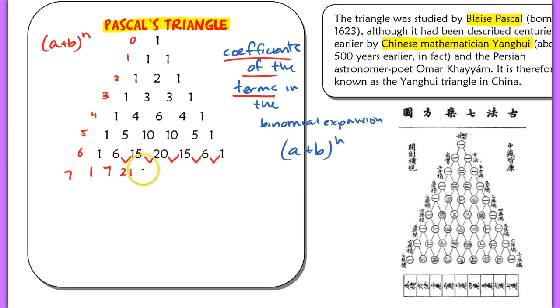So you add 15 and 20, that gives you 35. 20 and 15, another 35. 15 and 6 gives me 21. 6 and 1 gives me 7, and you always end with 1. So I could get the 8th row and continue to do that, but let's start from scratch.